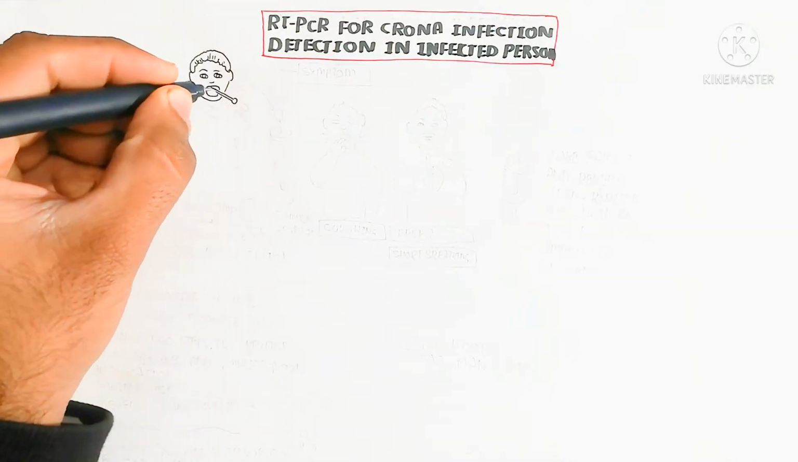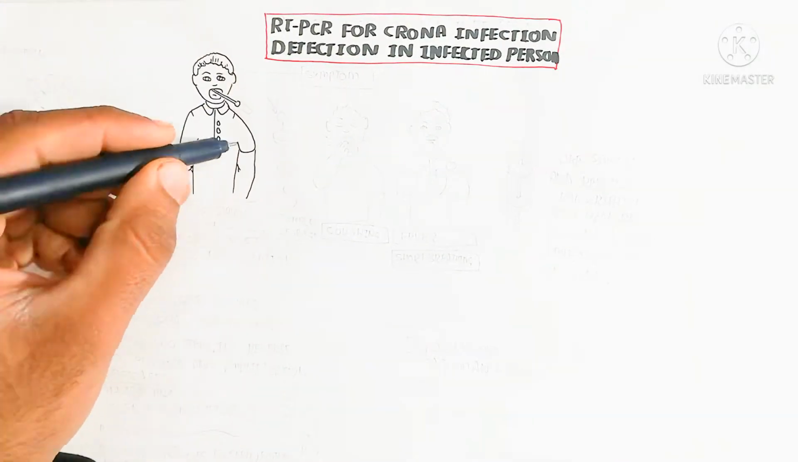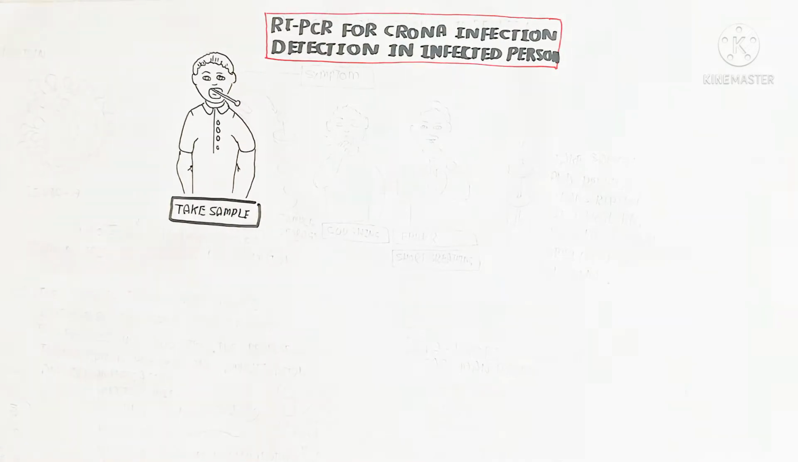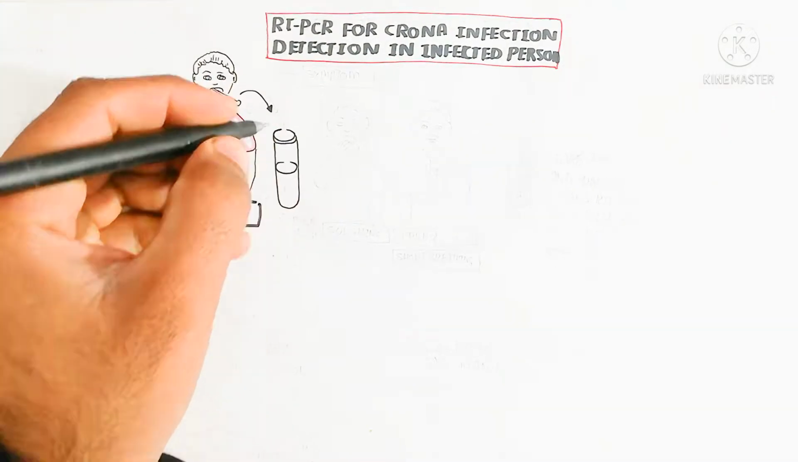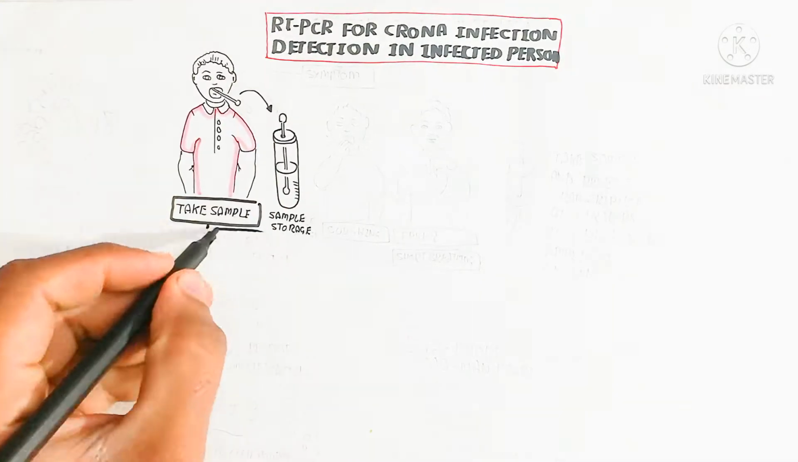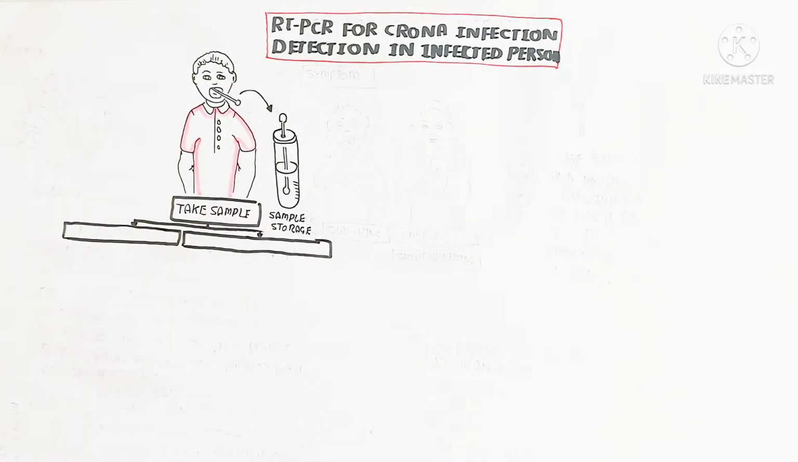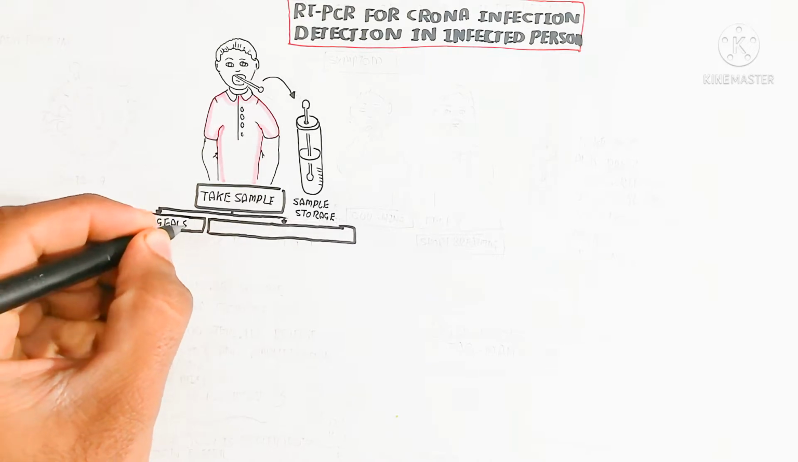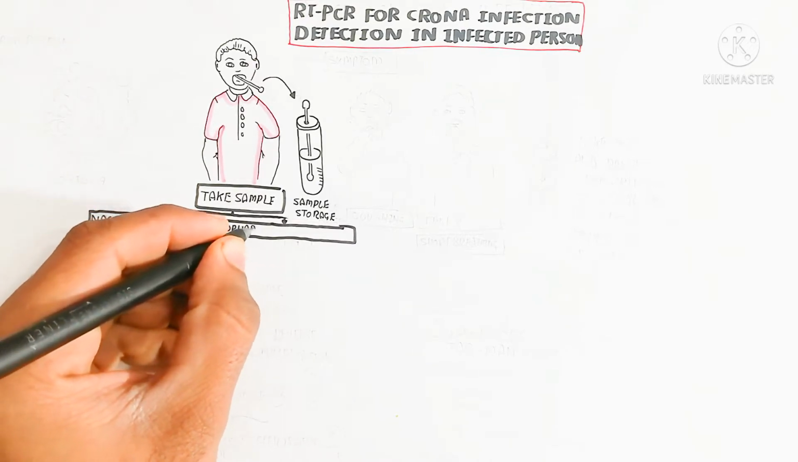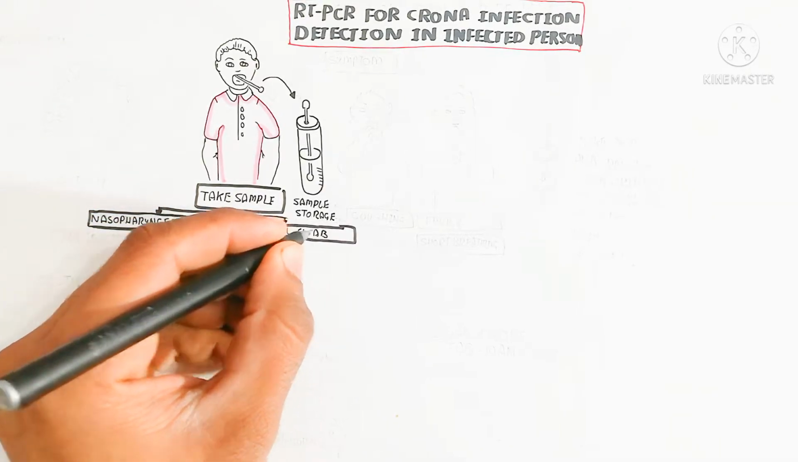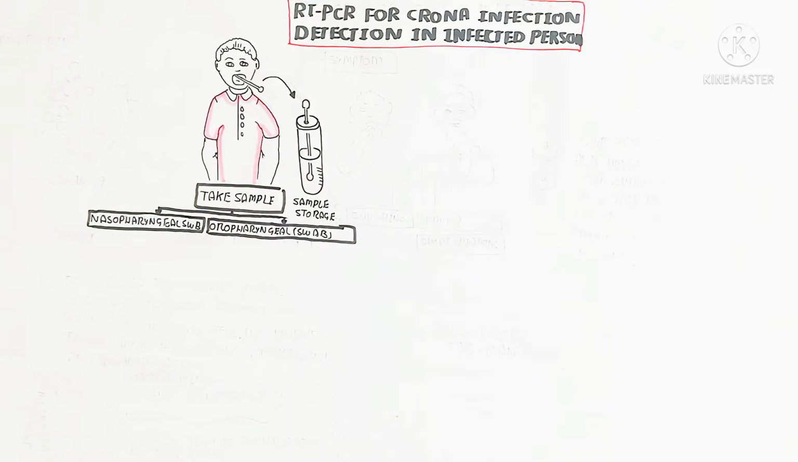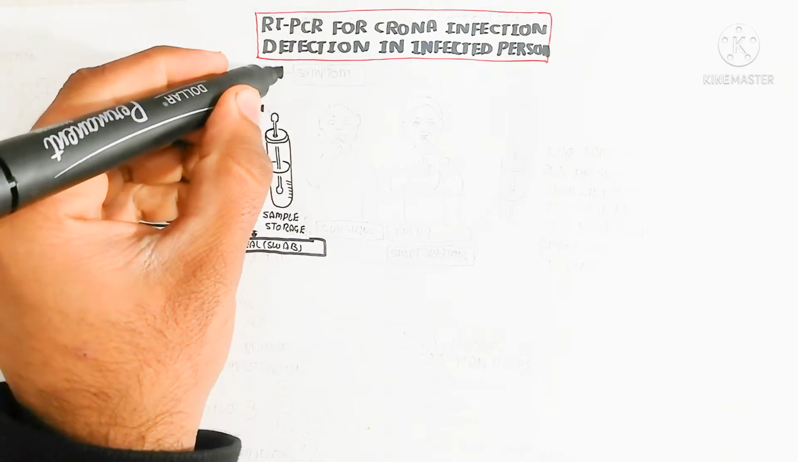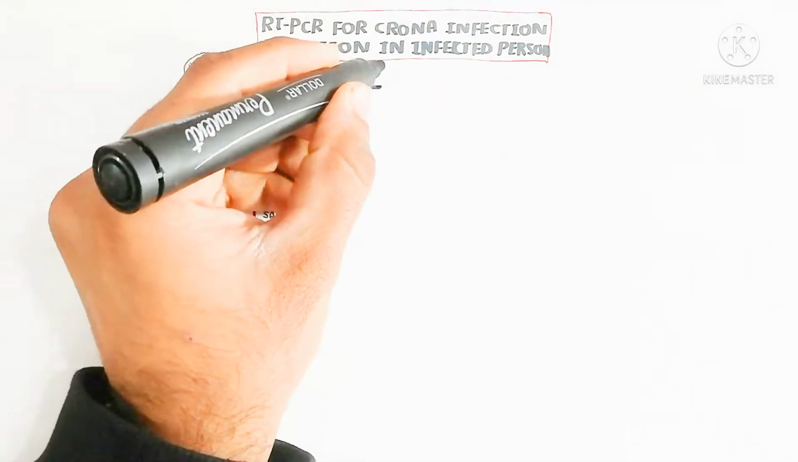After taking the sample, we will store it at a specific temperature. After the storage, the sample is used for several purposes for the PCR, amplification of the gene for detection of the coronavirus infection, pre, post, as well as during infection time.